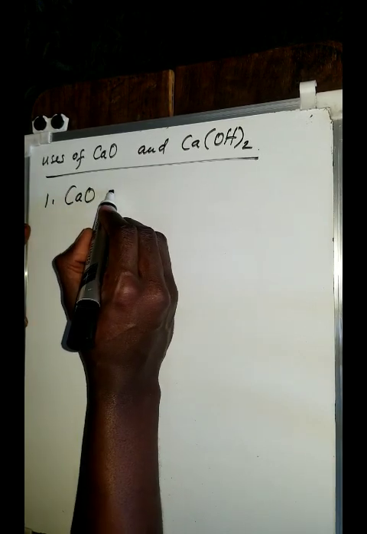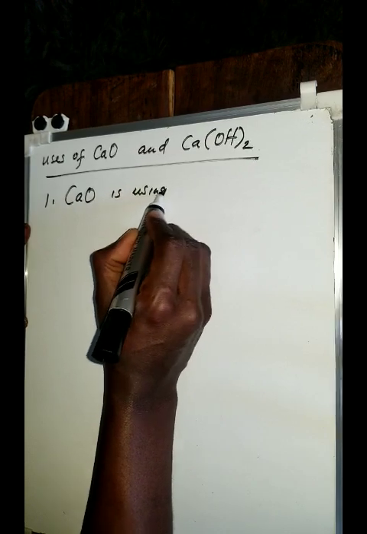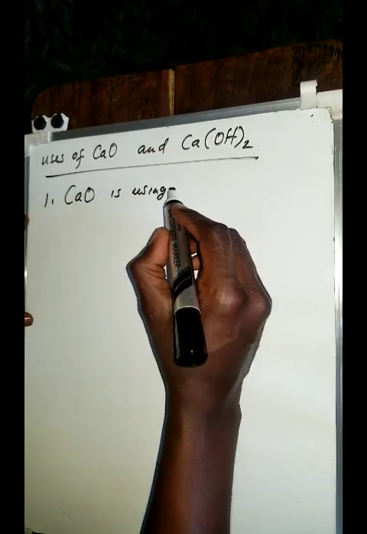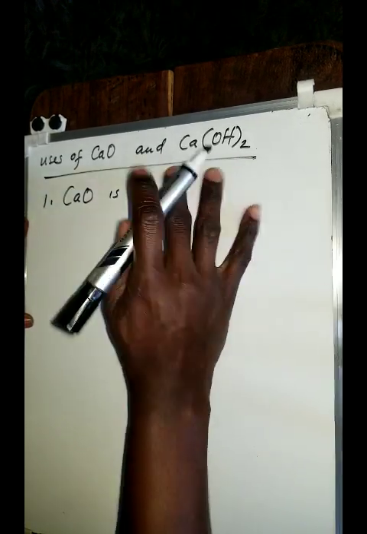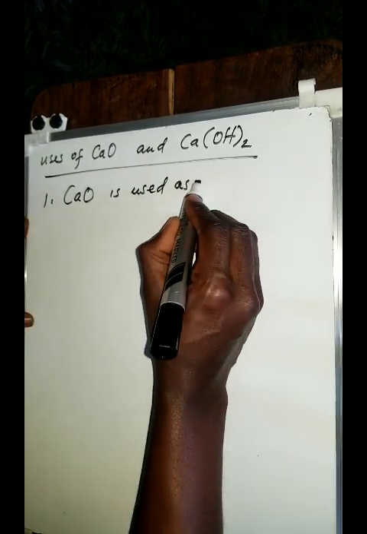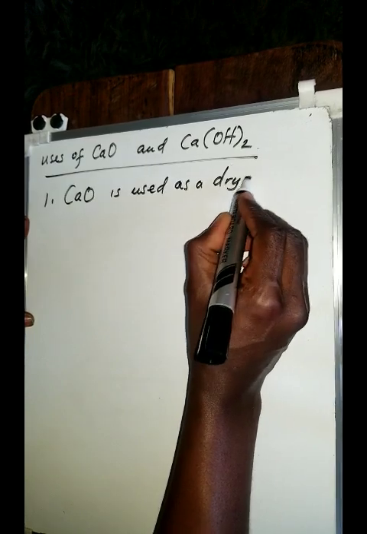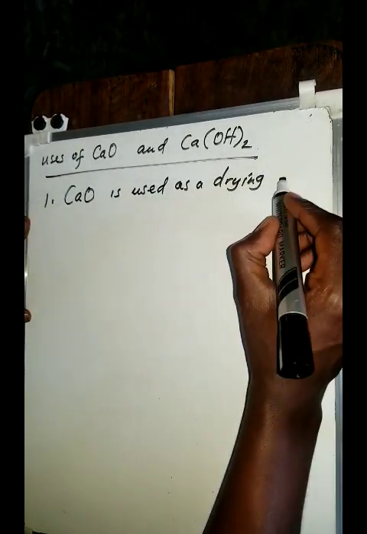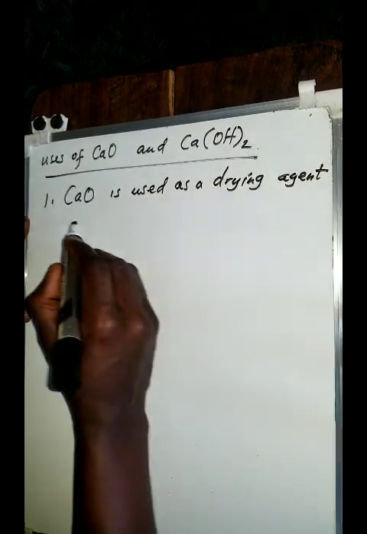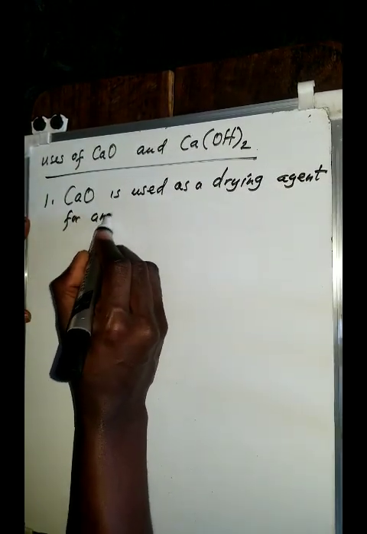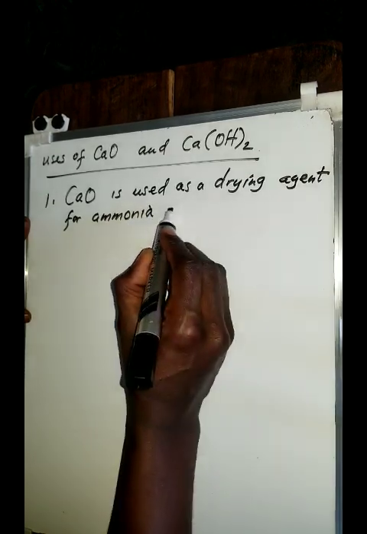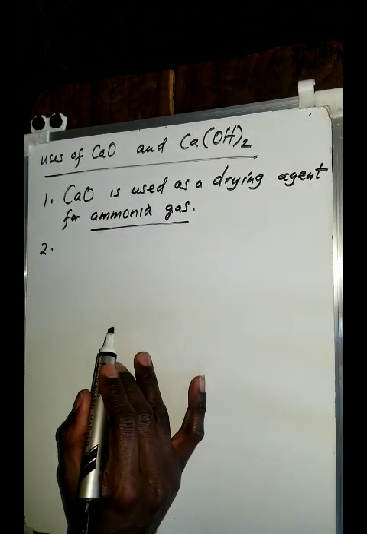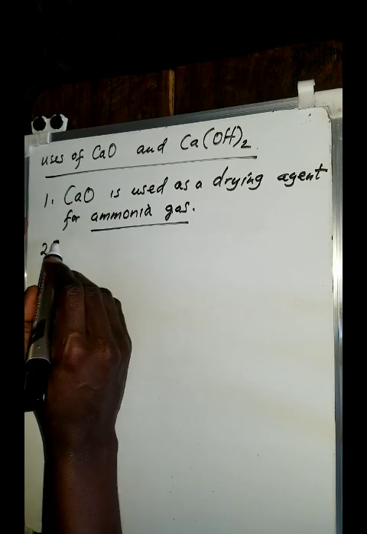Calcium oxide is used as a drying agent for ammonia. So if you want to dry the gas called ammonia gas, it simply means that calcium oxide is the best drying agent that you can use.